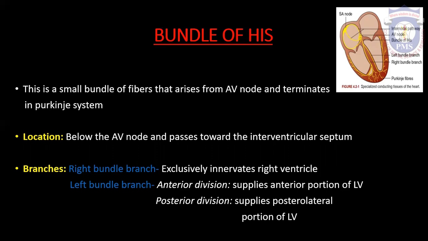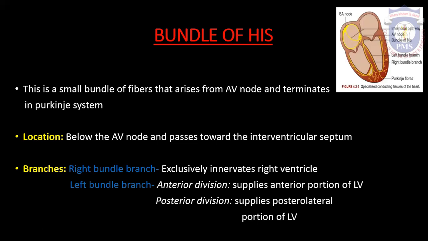I repeat, the bundle of His is a small fiber that arises from the AV node to finally terminate in the Purkinje fiber. It is located in the interventricular septum. It has two branches, the right bundle branch and left bundle branch. The right bundle branch supplies the right ventricle. The left bundle branch gets further divided into two, anterior and posterior divisions. The anterior division supplies the anterior portion of the left ventricle, and the posterior division supplies the posterolateral portion of the left ventricle.